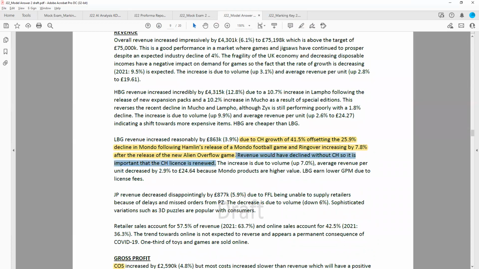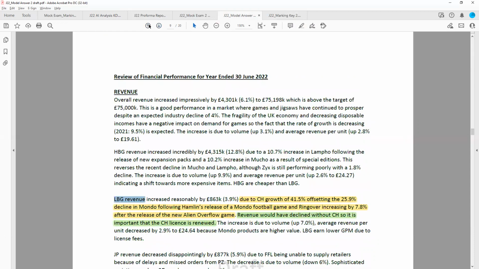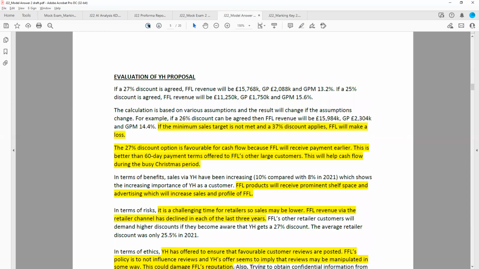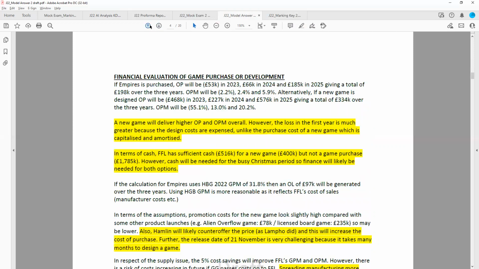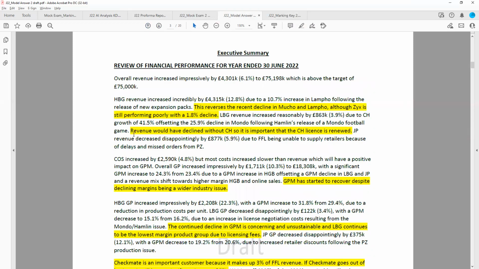We'll flag to them, actually, without CH, it would have declined. So really, you've got one licensor which is propping up this big, important product group. So actually that wasn't in the conclusions, but I decided that is really important because, like I said, that's propping up the whole product group. So without that, it would have declined. So I've added that in.